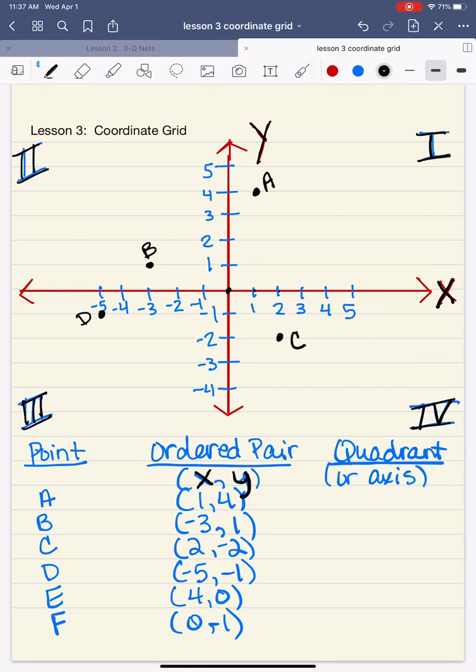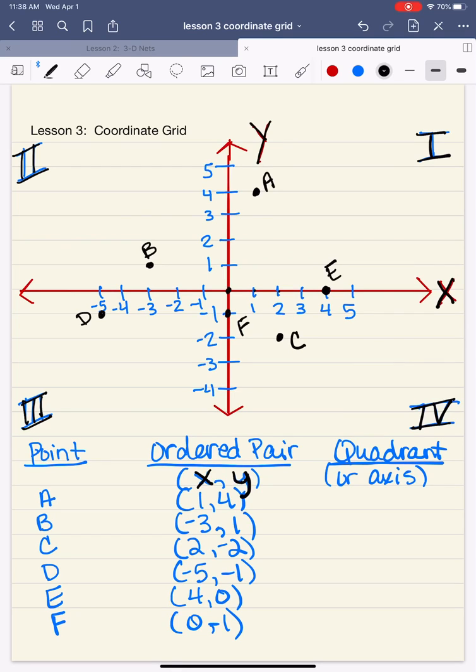E is at 4, 0. So X is 4. X is the first number, so I'll move 4 to the right. Since Y is 0, I will not move up or down. And then point F is at 0, -1. So X is 0, so it stays. It will not move left or right, and then it will go down 1.